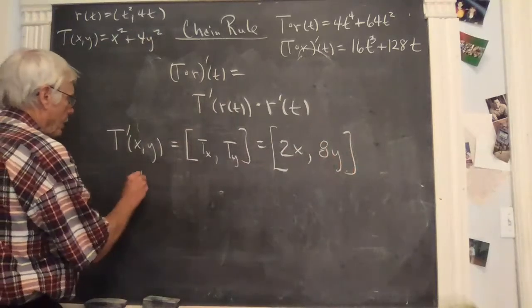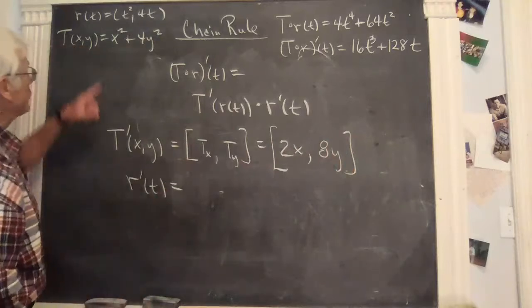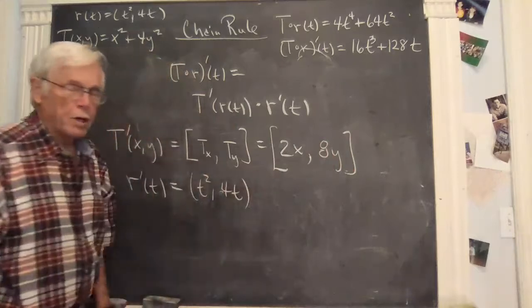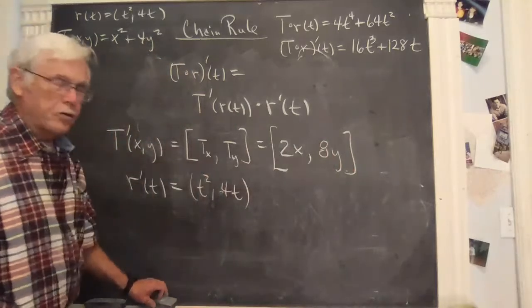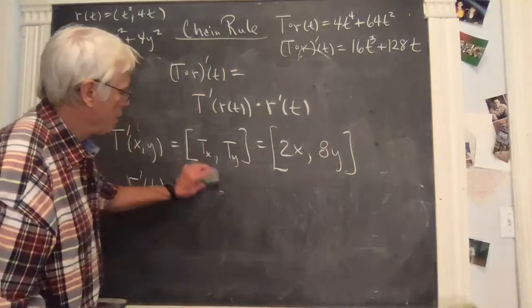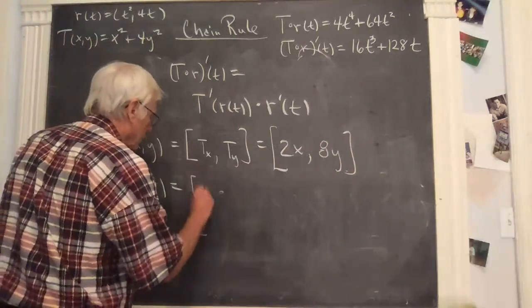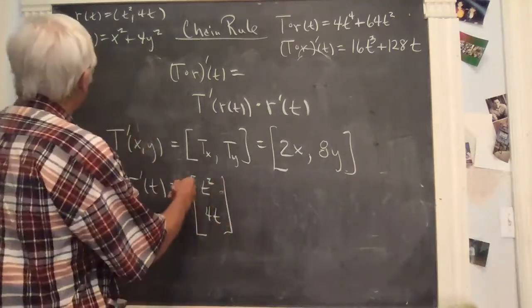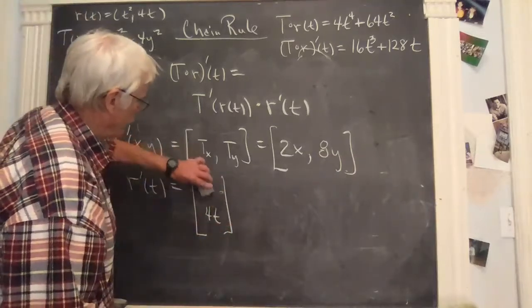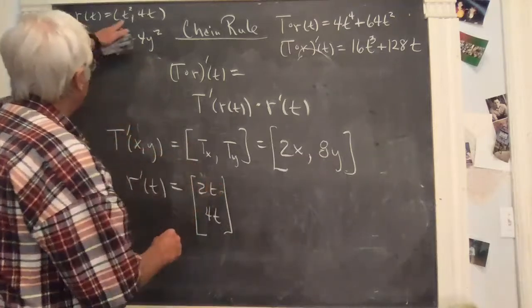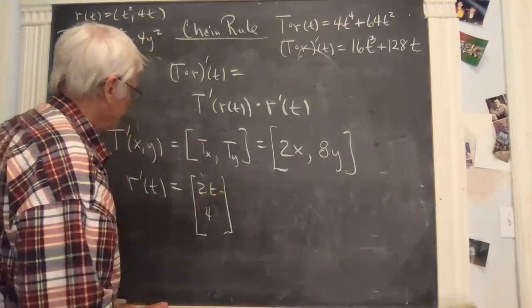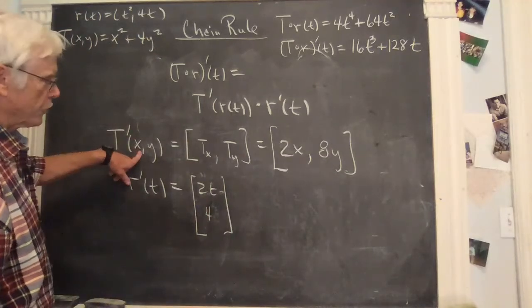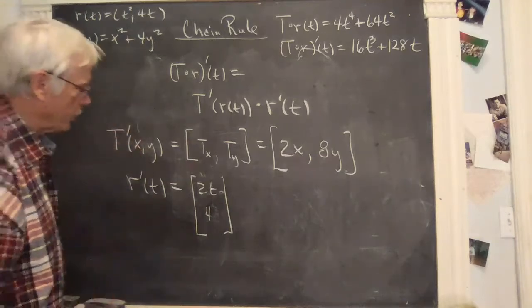Then R prime of t. But in general, what we will do is we will write this as a column. So (t squared, 4t). This was actually the formula for R of t. We want the derivative, so the derivative would be 2t and then 4. So here is the derivative of R, of our space curve. Here is the derivative of our temperature function. Let's see how it works.